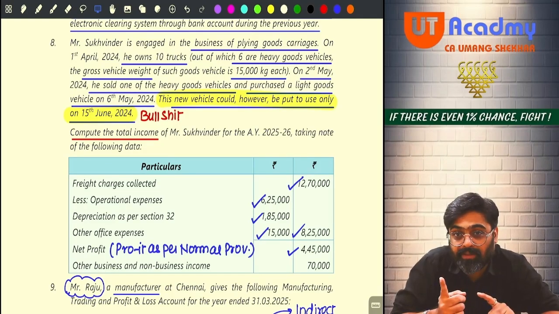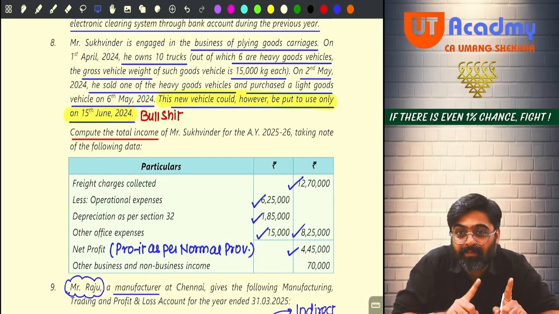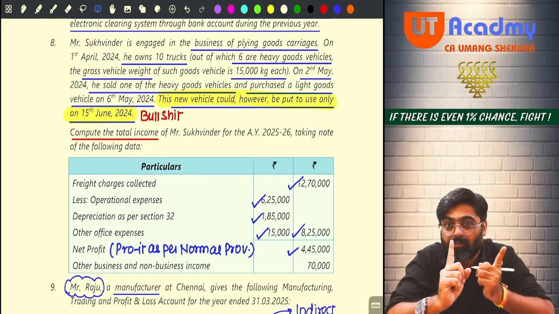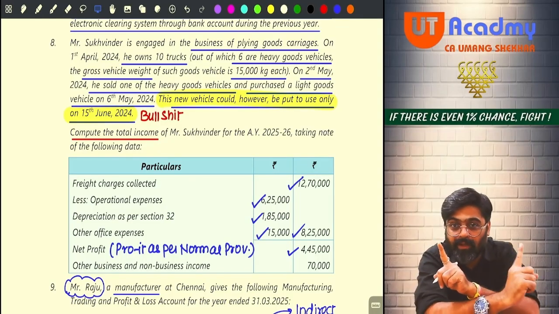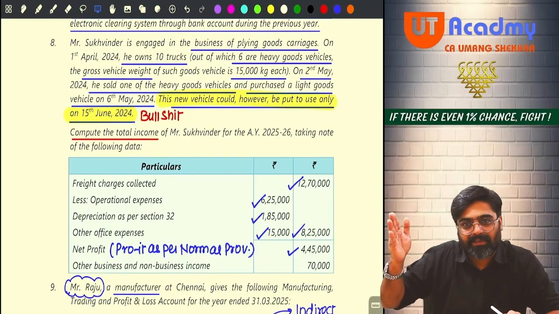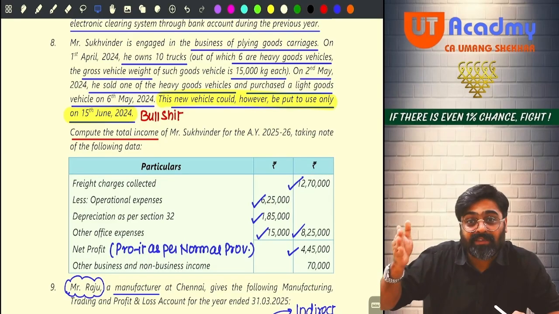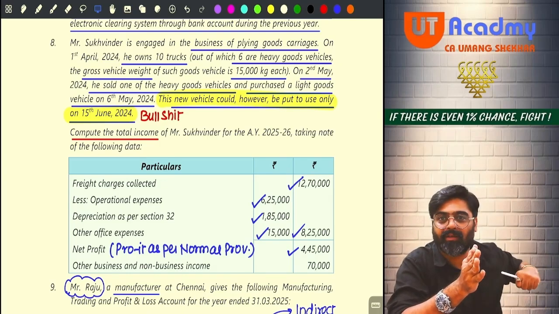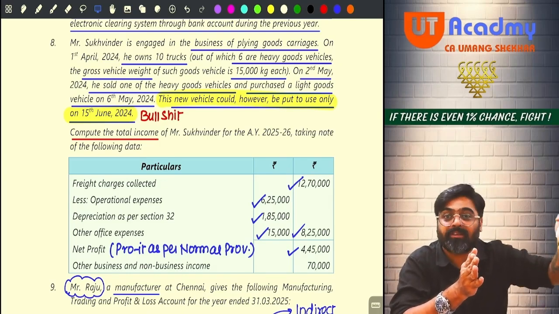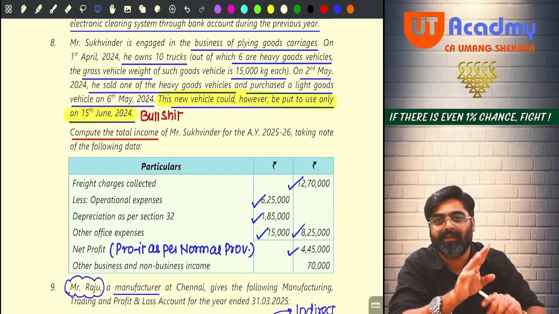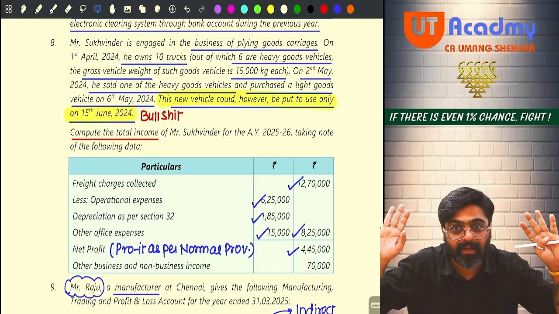And see, removing first on 2nd May and then on 6th May, he is buying. If this would change, buying first and then removing, then also it will become 11. 1st April, how many vehicles? 10. On 2nd May, he is selling one, so it becomes 9. And on 6th May, he is buying one, then again it becomes 10. Does not exceed 11. Yes or no?